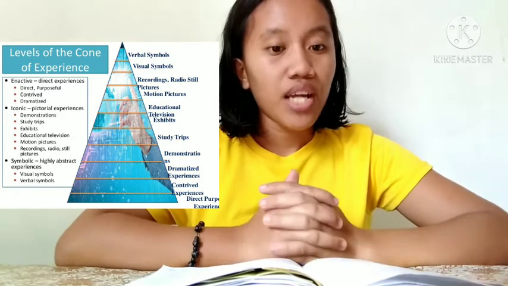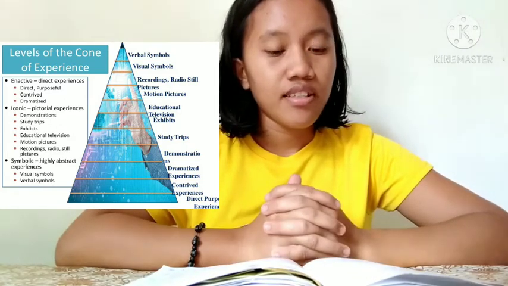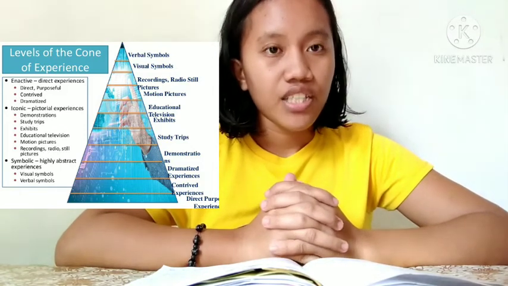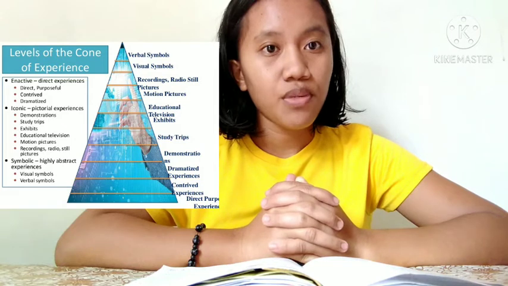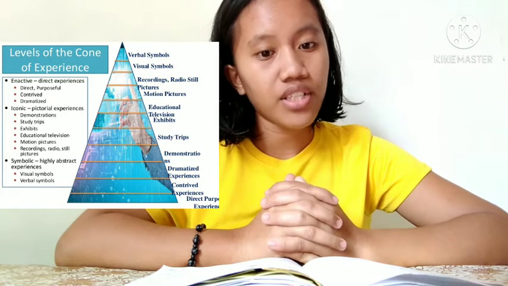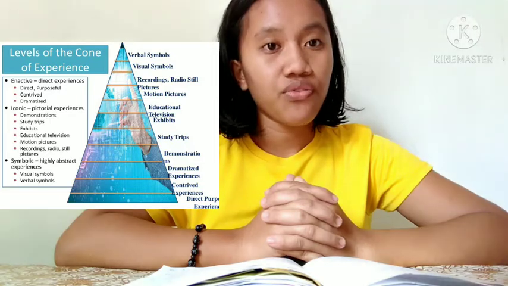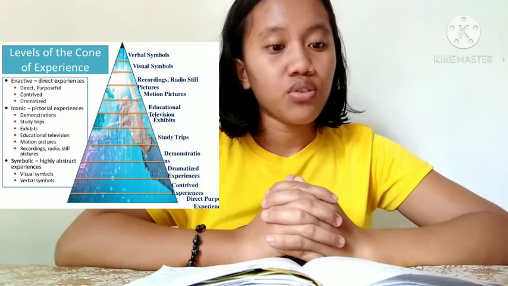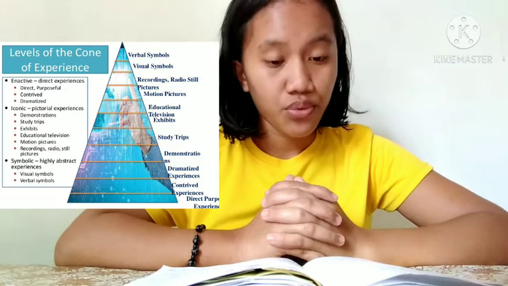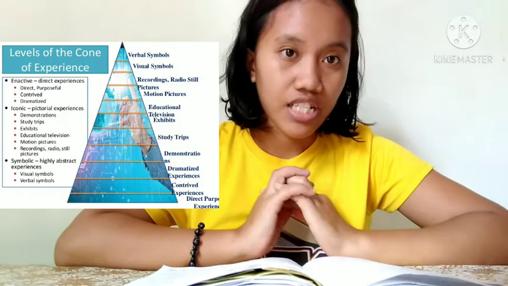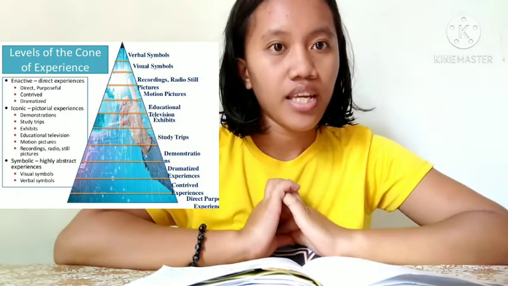Another is contrived experience. This is the substitute of real things. So meaning if direct experience is hands-on, here in contrived experience, it is the substitute if the thing is not feasible to bring into the classroom. So this allows a visualization that fosters better understanding to the class. Say for example, a model.